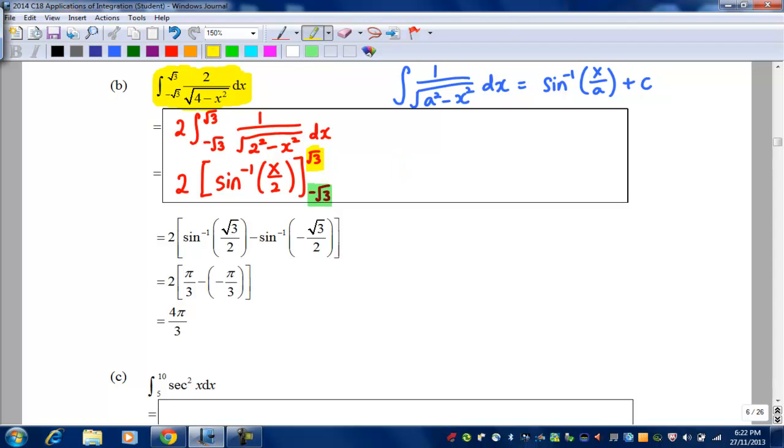So now I have 2 times sine inverse of square root 3 over 2 minus sine inverse negative square root 3 over 2. So using our GC, you will be able to evaluate the value of sine inverse root 3 over 2 and at the same time sine inverse negative square root 3 over 2. And finally, this is the answer, 4 pi over 3.